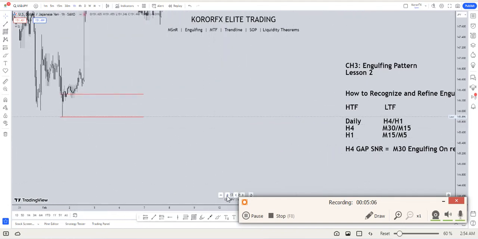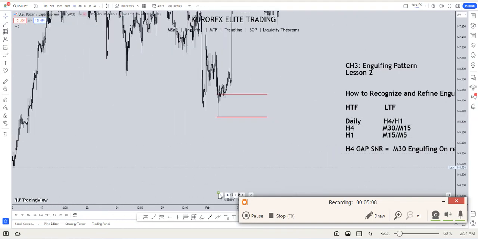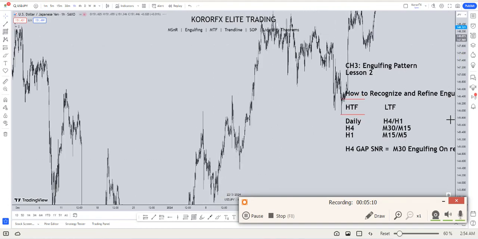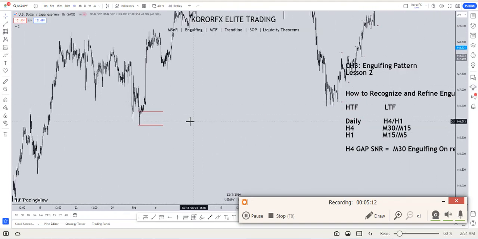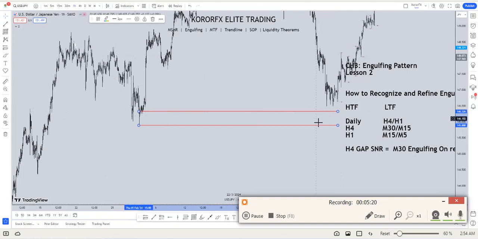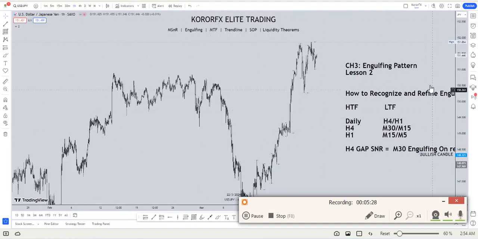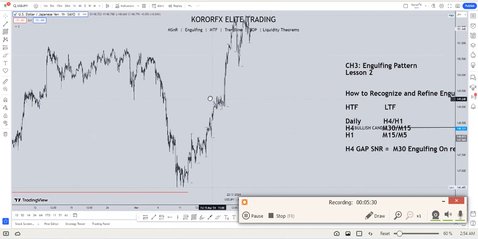So I will show you. H4 is the best when it comes to daily engulfing refinement, because the H1 can miss out. You can see H1 can miss out the price. So the best time frame is to always use H4 for the daily. That's one time frame lower.